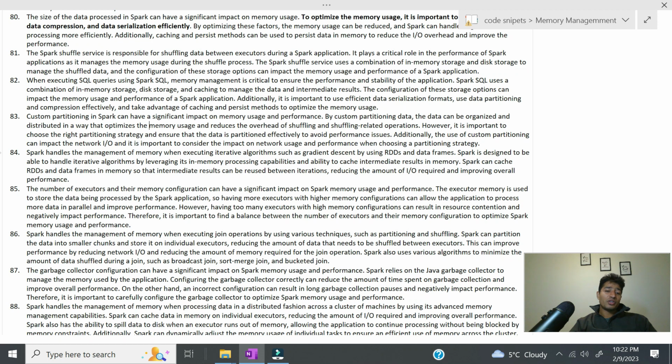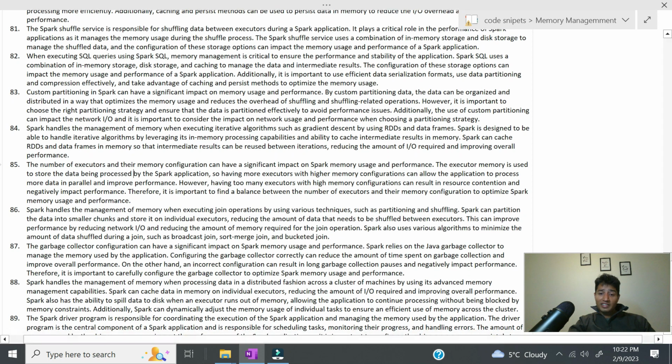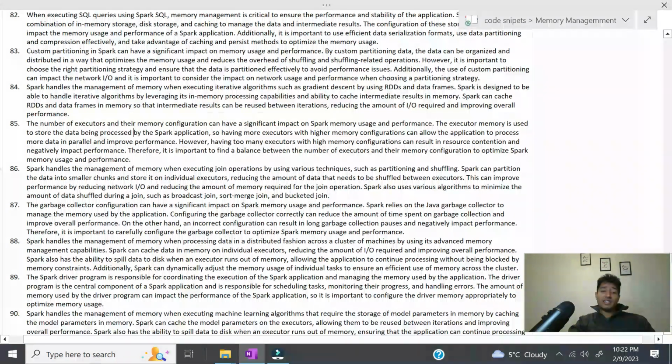How will the number of executors and the memory configuration impact the performance? I'm reading this question. Executor memory is used to store the data processed by the Spark application. Having more executors with higher memory configuration can allow the application to process more data in parallel and improve performance. However, too many executors with higher memory configuration can result in resource contention and negatively impact performance. That's why it's very important to tune the number of executors and their memory configuration by trying in and out, right?